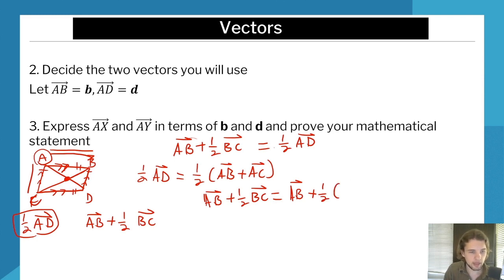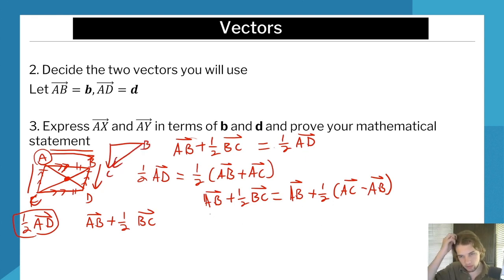Now, B to C is like A to C because we go down, and then it's also like negative A to B, because that would move us, negative A to B moves us this way, and then A to C moves us down, so the overall line is like B to C. So we've put everything in terms of these lines, and then we can maybe start to see how we're getting somewhere. So we have 1/2 A to D equals that, and now we can figure out this.